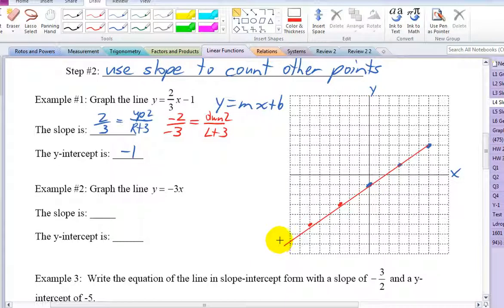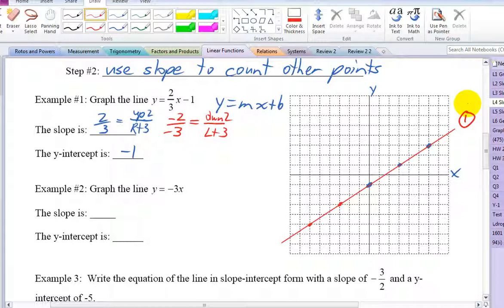And make sure it doesn't stop. Lines never stop. They touch the sides of the grid to show that they go forever and ever and ever. You get the point? Okay. And let's label this line number 1 because it's example number 1. How's that for you? Think you can do it?